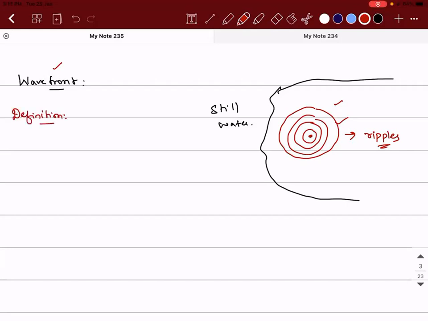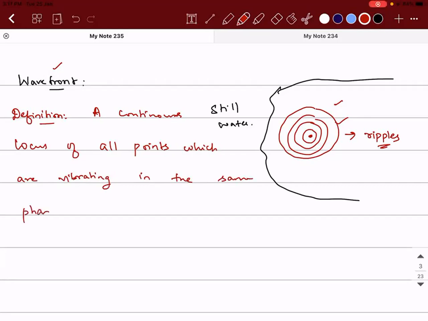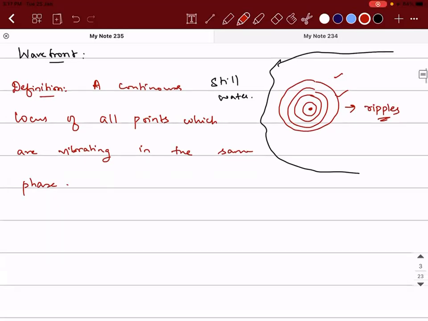Write it down. It is a continuous locus of all points which are vibrating in the same phase. So a continuous locus of all points which are vibrating in the same phase is what is called a wavefront. That is a book definition. Okay, let me explain what it means.